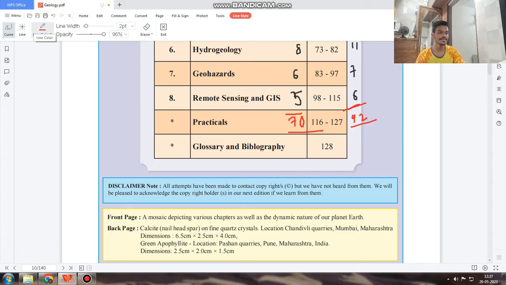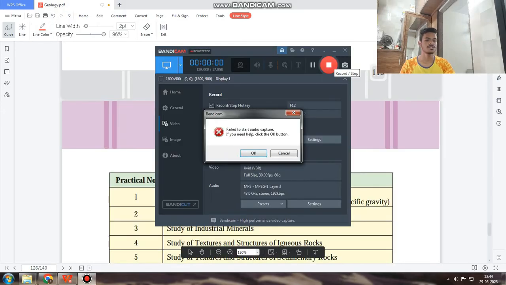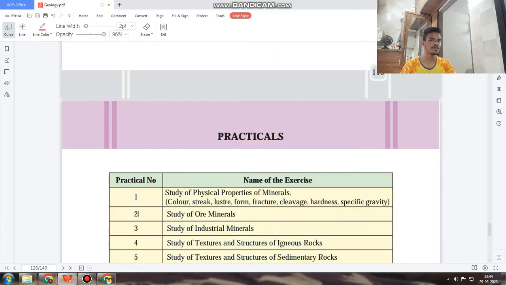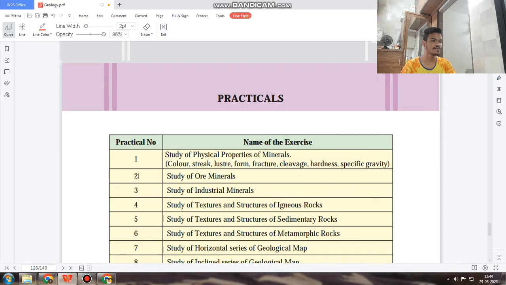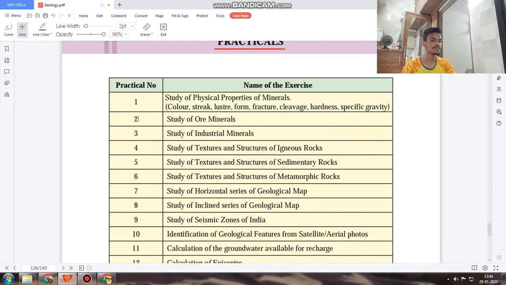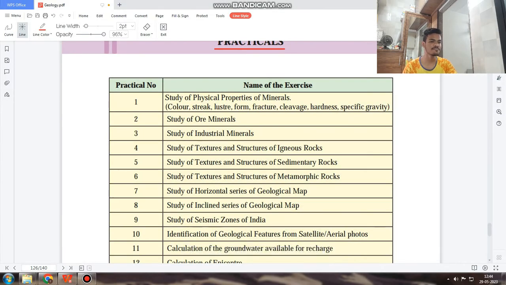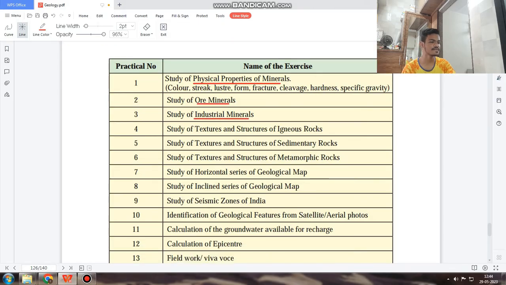So moving on to the third point now. Your third point basically is your practicals. So I'll tell you what we are going to do in our practicals this year. The first point is we are going to study the physical properties of minerals. What are ore minerals, industrial minerals? What is the study of textures in three rocks, that is igneous, metamorphic and sedimentary.